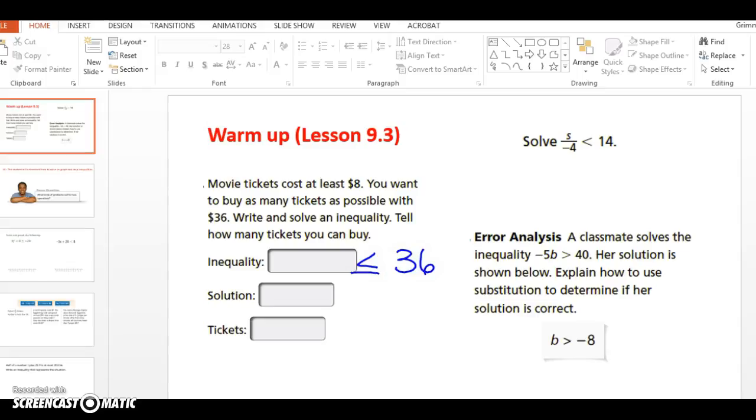All right, so how are you going to figure out this side then? What needs to go on the other side of that, Kathy? 8, and you decided T for tickets. So that would be 8T. Very good. So now we need to find the solution. So how do we find the solution of that?